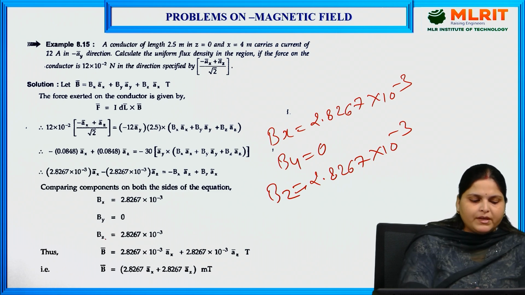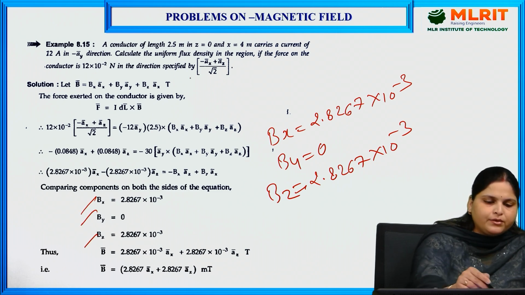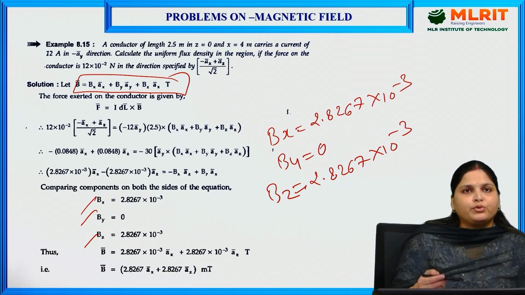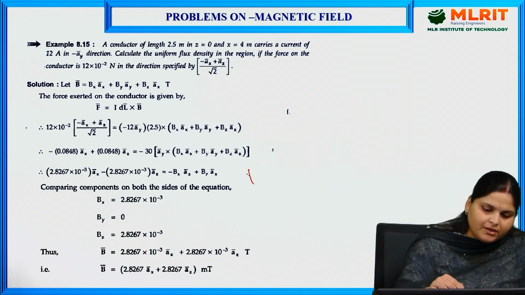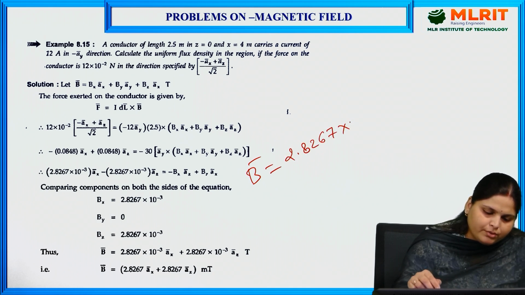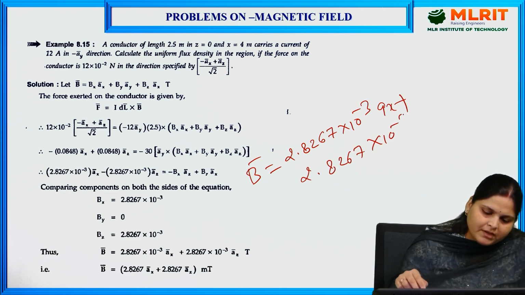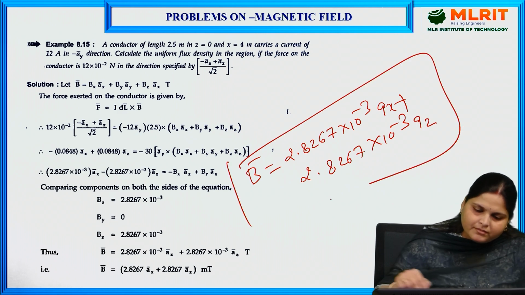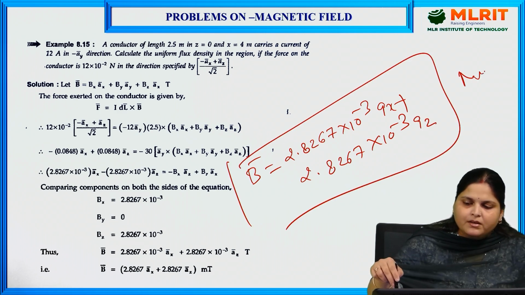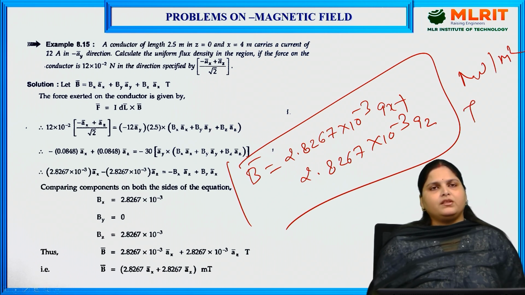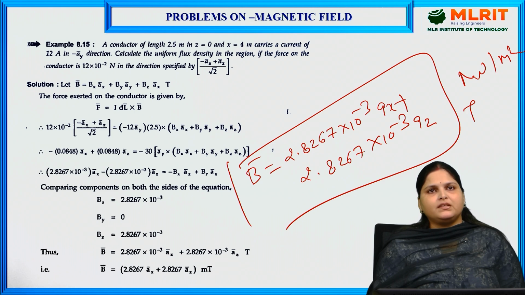Now we can utilize BX, BY and BZ in this equation because we are finding out the uniform flux density. So this equation will become B is equals to 2.8267 into 10 to the power minus 3 AX plus 2.8267 into 10 to the power minus 3 AZ Weber per meter square or Tesla. That is how we can calculate the magnetic flux density.